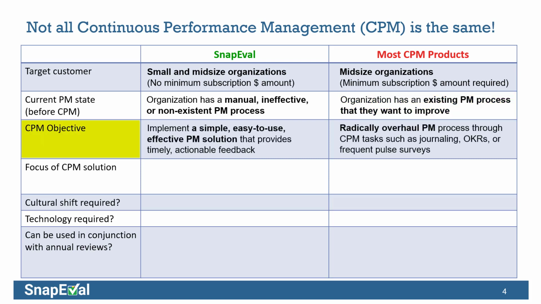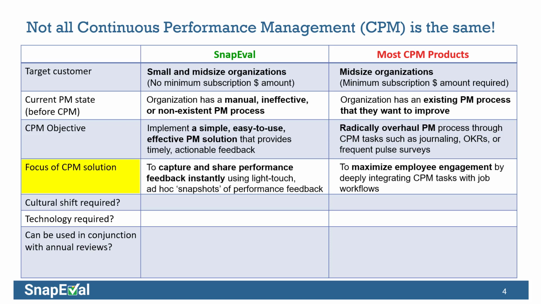The third thing is really the objective of continuous performance management. With SnapEval, it's really about implementing a simple, easy-to-use, effective performance management solution that provides timely, actionable feedback. Whereas with most continuous performance management products, it's really about radically overhauling the performance management process through continuous performance management tasks such as journaling, objectives and key results, which is called OKRs, or frequent pulse surveys.